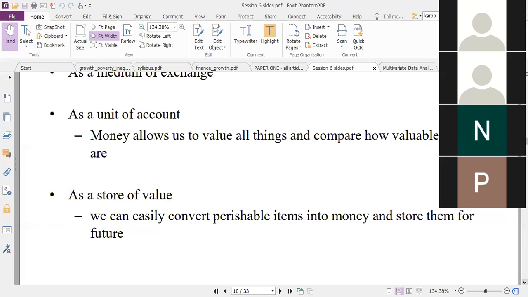The next one is a store of value. Okay, so now we can produce and sell our farm produce, then convert all those produce for the future. I know till now some people still save money in the ground, others still save money in their various homes, money box, susu box, and all. Because money has that particular function of serving as what? A store of value. So we can sell our product, get the money, and place it in the banks or some other places.